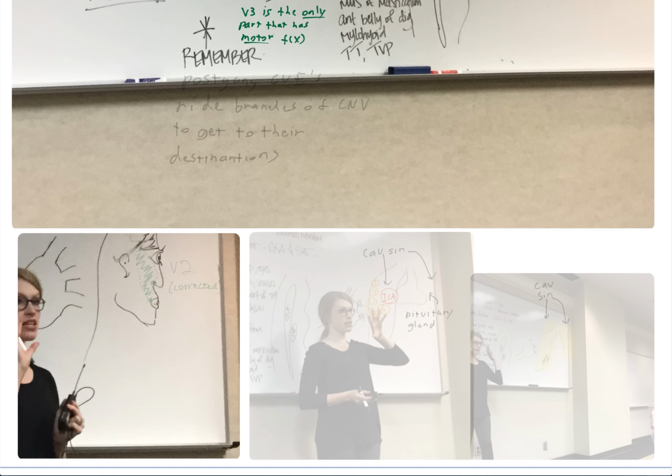The strip in the middle, inside those lines, is V2. Everything above it is V1 and everything below it is V3. That's the sensory dermatome of the fifth nerve, okay? It's the temple, the corner of the eye.